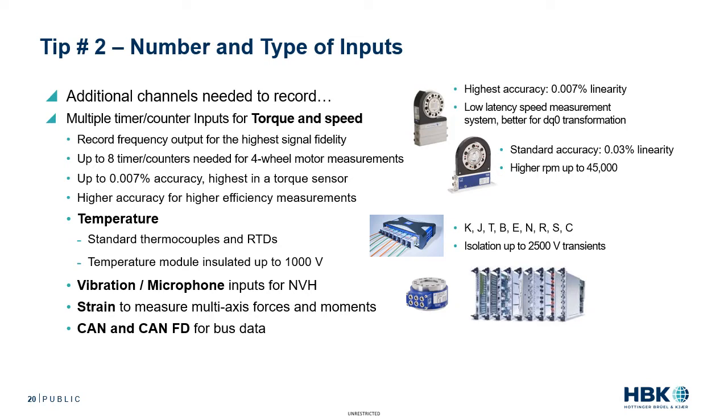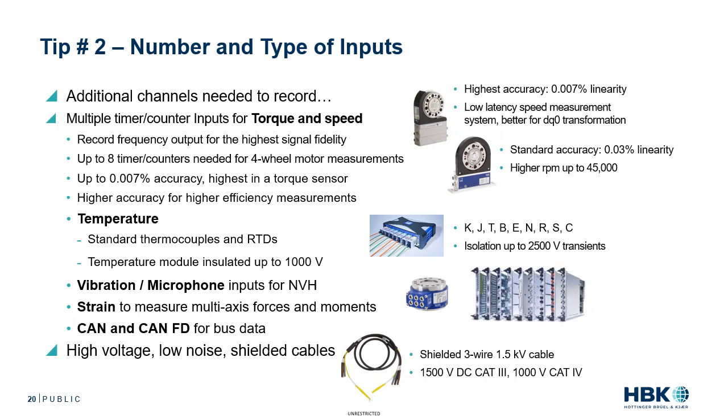Then there's also CAN and CAN-FD for bus data, a valuable input to be recording, so you can correlate the data from the CAN along with the measurements that you're making as well. And then for high voltage, low noise, and shielded cables become important. So having the appropriate cables with your power analyzer becomes important to shield signals for low noise and high safety. Here's a cable that is capable of measuring up to 1.5 kilovolts, and it's got CAT ratings available in CAT 3 for 1500 volts DC and 1000 volts CAT 4.